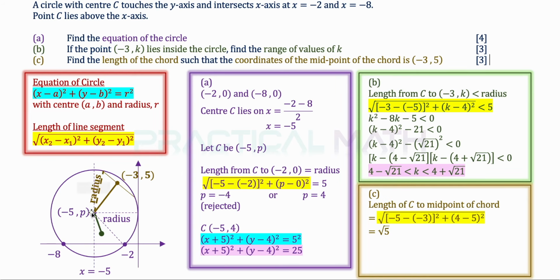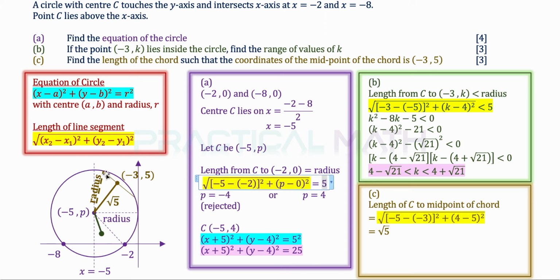The length from point C, the center, to the midpoint of the chord is found by using the length of line segment formula again: square root of (-5 minus -3) squared plus (4 minus 5) squared, and you're going to have root 5. So your root 5 refers to the length of this part here. Your radius was found to be 5 units earlier.